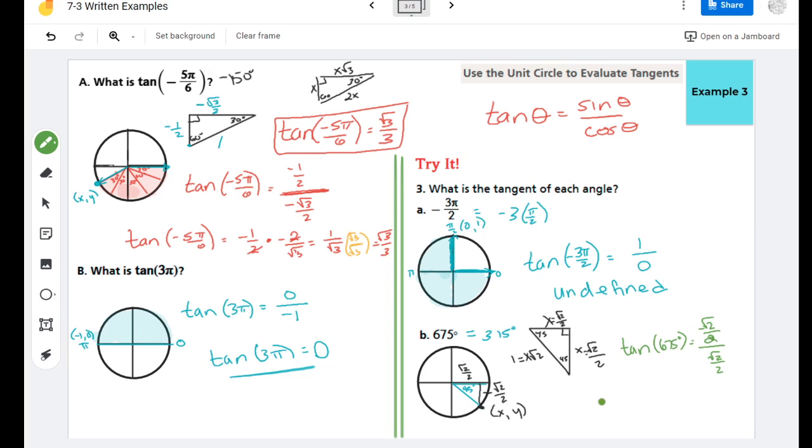Now right now you guys are probably thinking, keep, change, flip it. I mean, you don't have to. Root 2 over 2 and root 2 over 2, you're dividing a number by itself. And so you know that that is 1 when you divide a number by itself. Now, 1 is negative and 1 is positive, so this is going to be a negative 1. But there you have it, guys. So that is how to use the unit circle to evaluate tangents.